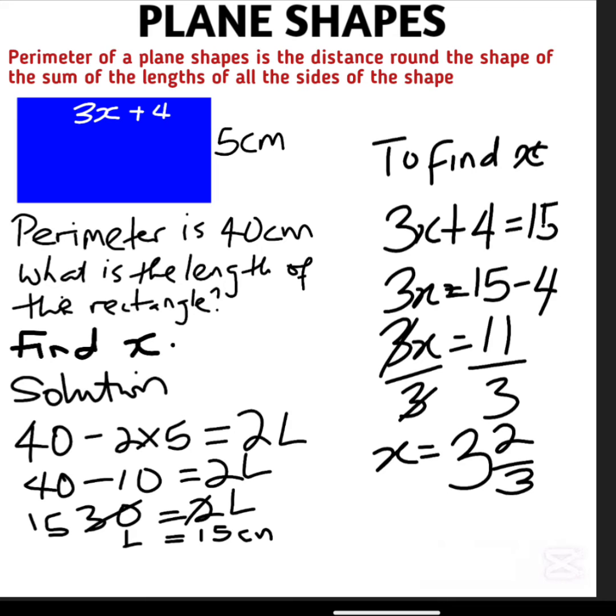Now to find the value of x, we'll equate 3x plus 4 equal to 15 centimeters. We will move plus 4 to the other side by subtracting 4 from both sides, giving us 3x equal to 11. Now to find the value of x, we will divide both sides by 3, crossing out 3 from 3x and then leaving us the value of x as 11 over 3. Converting this to a mixed fraction, we'll have 3 whole number 2 over 3 centimeters.